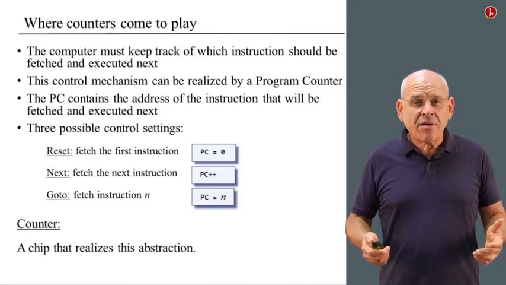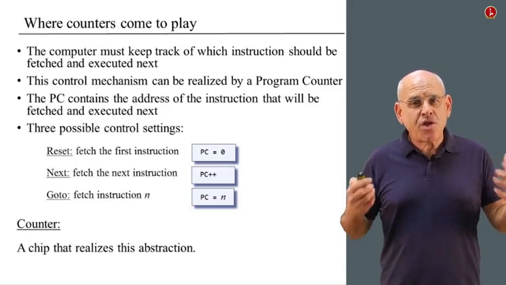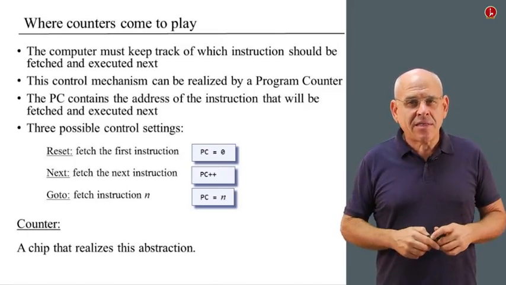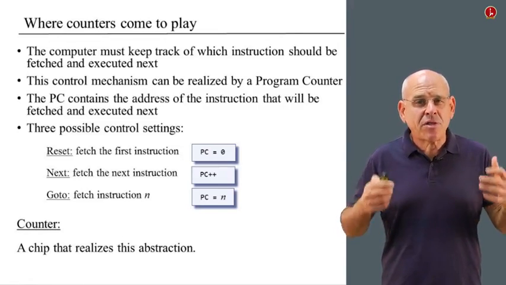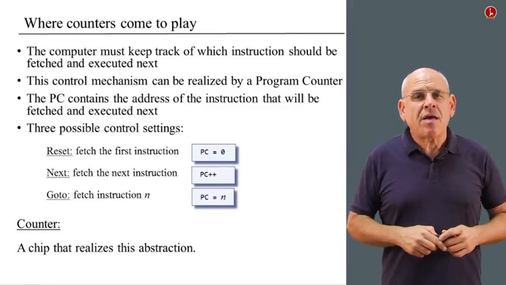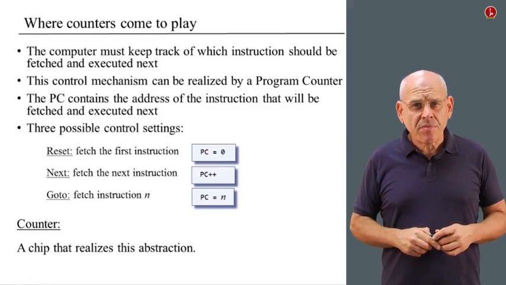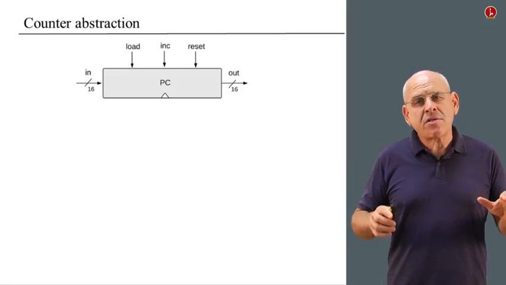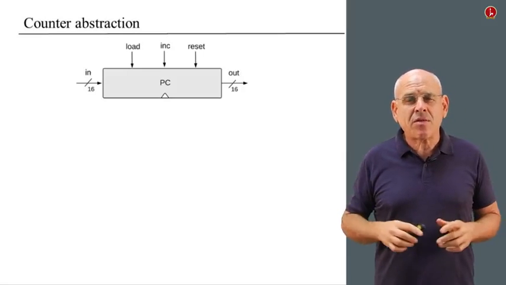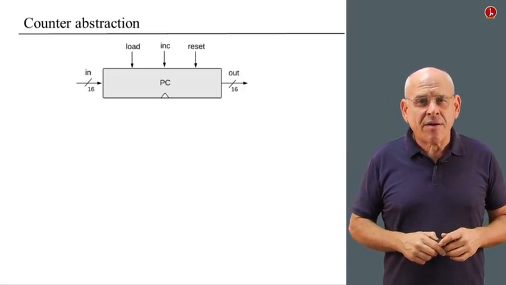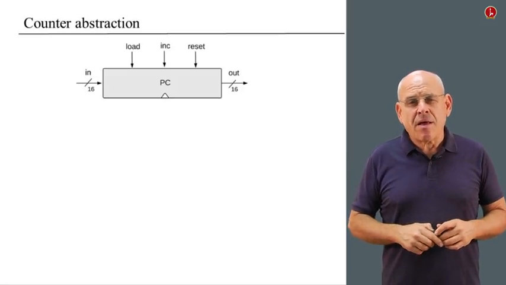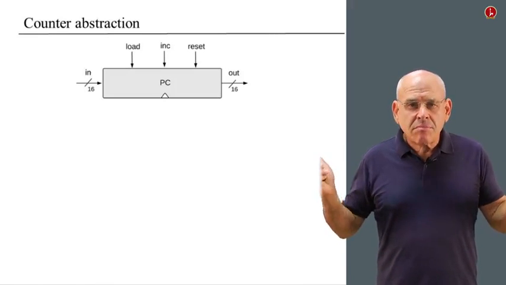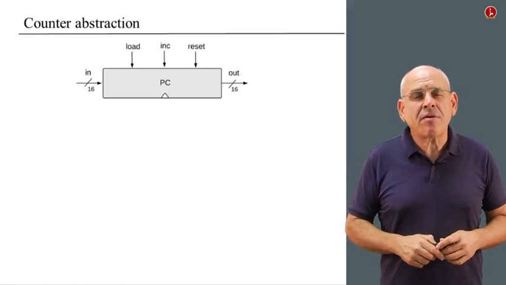So what is a counter? A counter is a chip, a hardware device, that somehow realizes this abstraction, that somehow supports these three primitive operations. So let's talk about this abstraction in more detail. And I'm going to use the same chip diagrams that we used earlier in other units in this course. So we have a black box description of a program counter.